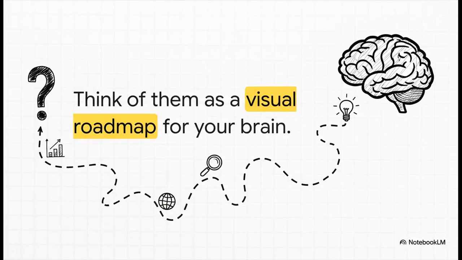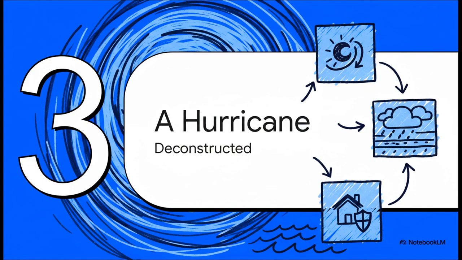Honestly, the best way to think about it is like this. They're a roadmap for your brain, right? They show you exactly where to look, they highlight what's important, and they help you see how all the different little pieces connect to form the big picture. All right, enough theory. Let's see this stuff in action. We're going to take apart an explainer about hurricanes and see exactly how this visual language turns a totally chaotic storm into a lesson that's actually structured and clear.